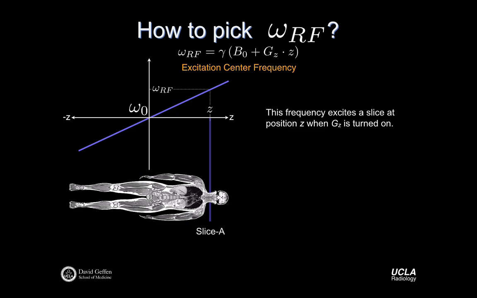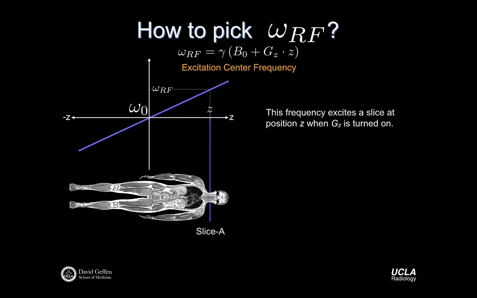So, simple example, right? If we're at isocenter, what's our omega RF going to be equal to? Yeah, omega naught or gamma B naught, right? And then you can, of course, go down in frequency or you can go up in frequency depending on which slice you're trying to use.